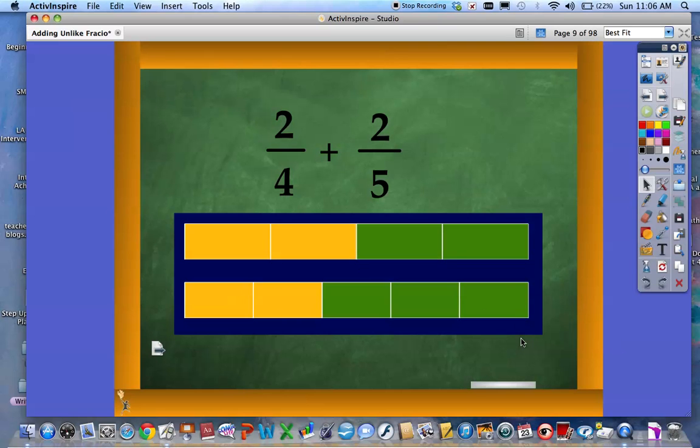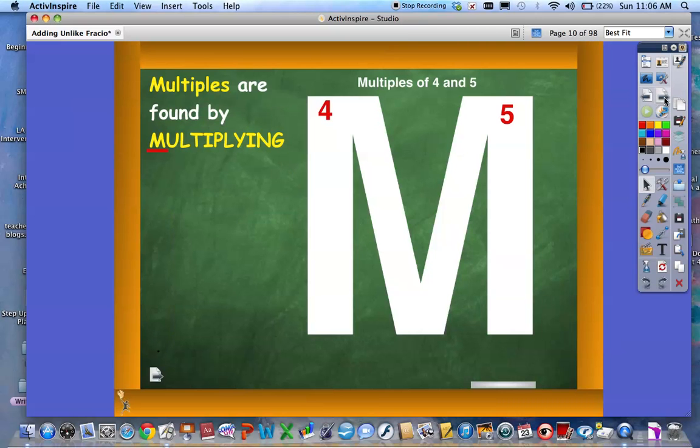So now we have to multiply the number of pieces from that point. We can't start over again because they're already fourths and they're already fifths. So we have to find something that they share in common, or a common denominator. That's that down or lower number, denominator, okay? So how do we do that again?